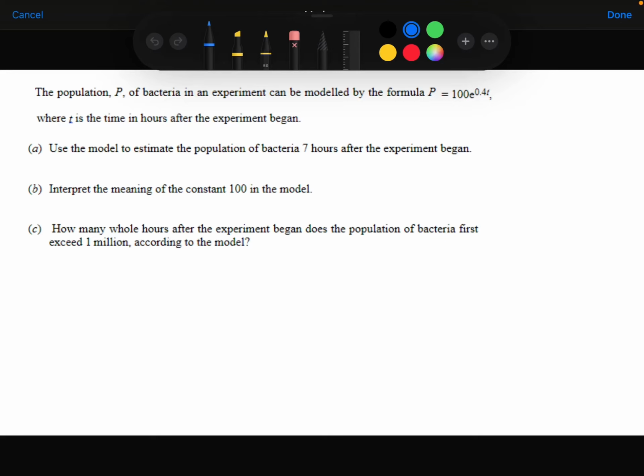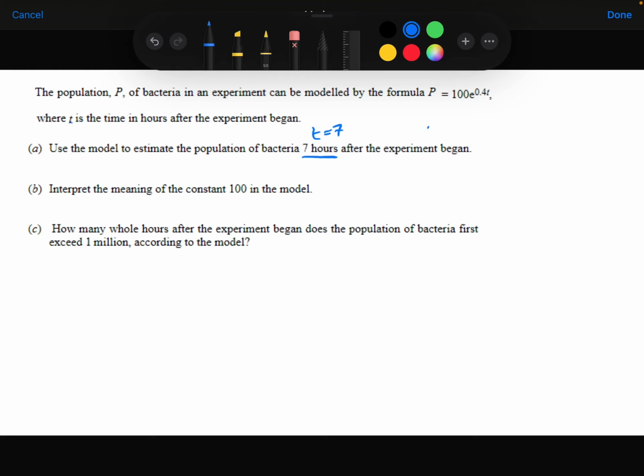The population P of bacteria in an experiment can be modelled by the formula P equals 100 e to the 0.4t, where t is the time in hours after the experiment began. Use the model to estimate the population of bacteria 7 hours, so t is 7, after the experiment began.